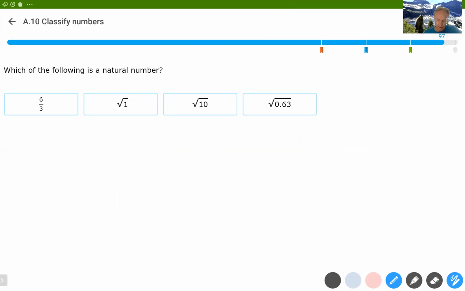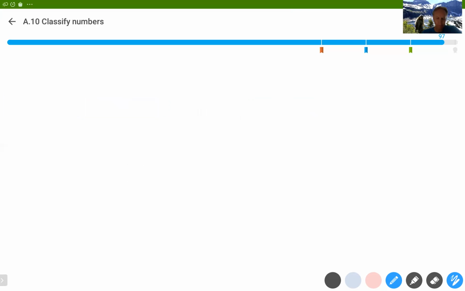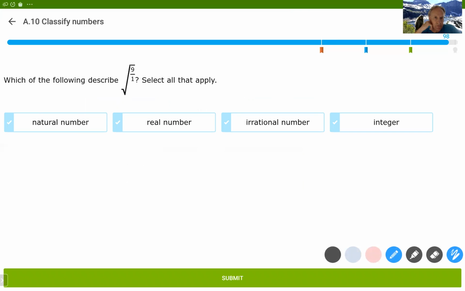Negatives are non-natural numbers. Now this happens to be -1, which is not a natural number. The square root of 10 is irrational. 6 over 3 happens to be 2. And the square root of 63 over 100 is definitely irrational. This one is rational, but it's not natural. This is the only natural number. And the square root of 9 over 1 is 3, which is a natural number, a real number, and an integer.